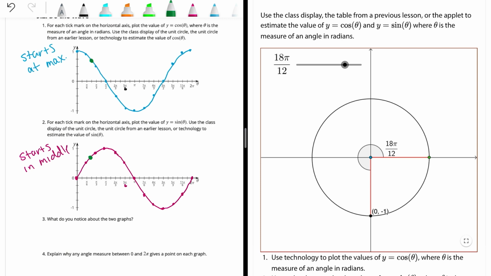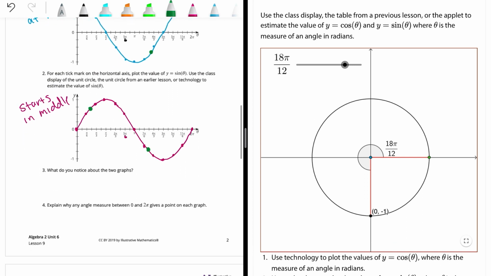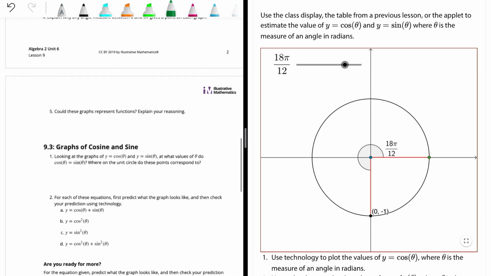And then also at, where's 5 pi over 4? It is right here. And again, that's negative 0.71, right? And so those are the only places where it's the same. So at pi over 4 and 5 pi over 4. And those y values were 0.71.